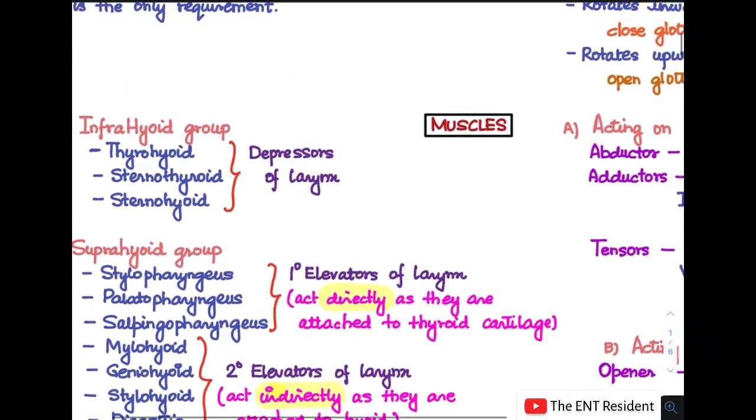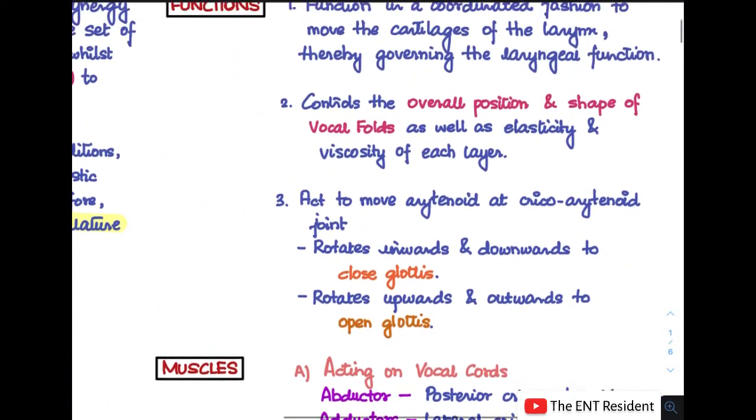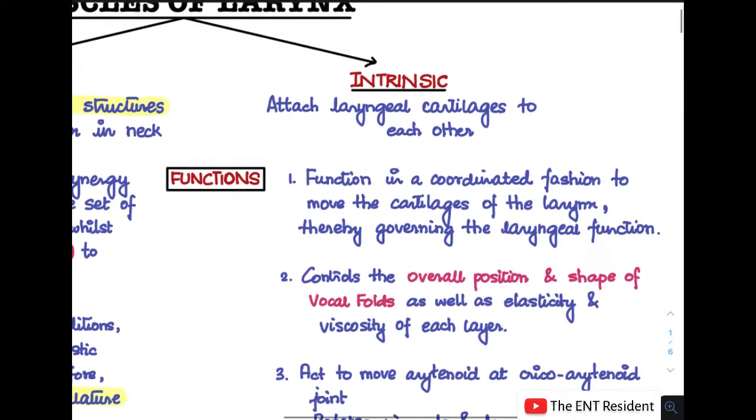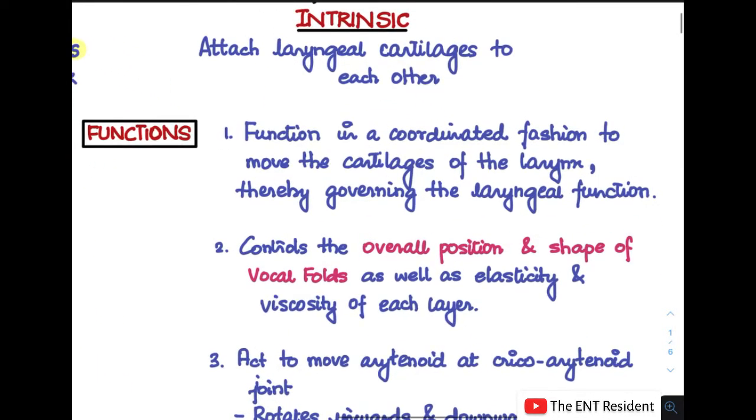Now that we have spoken about the extrinsic muscles, we will move on to the intrinsic muscles and why they are called so. So, the intrinsic muscles are called intrinsic because they are attaching the laryngeal cartilages to each other. It is not connecting to other structures beyond the laryngeal framework. Hence, they are called the intrinsic muscles.